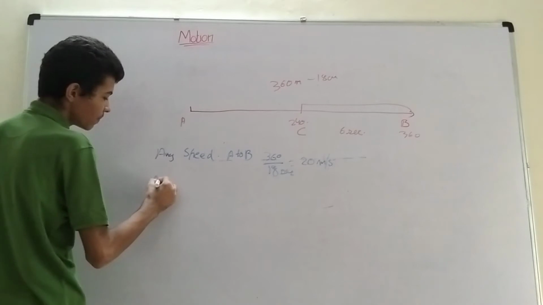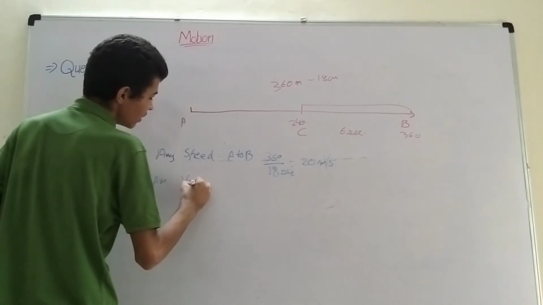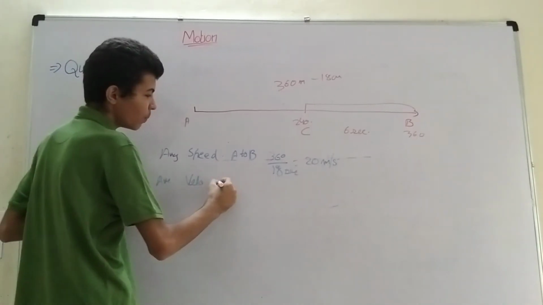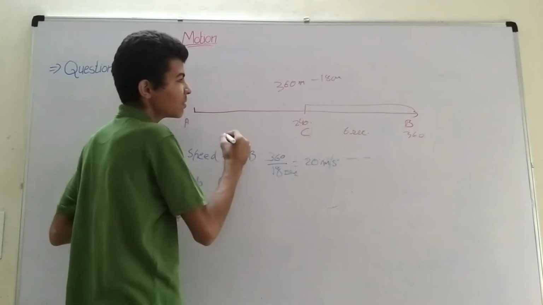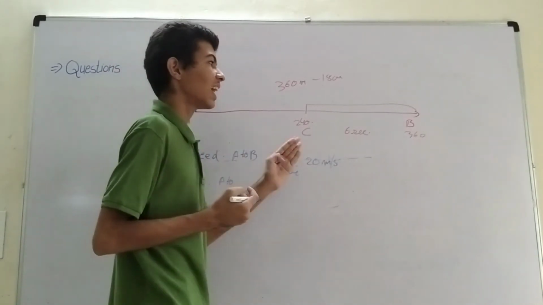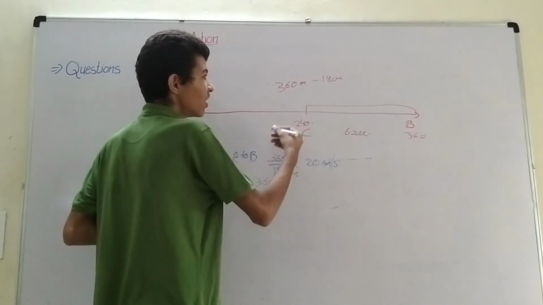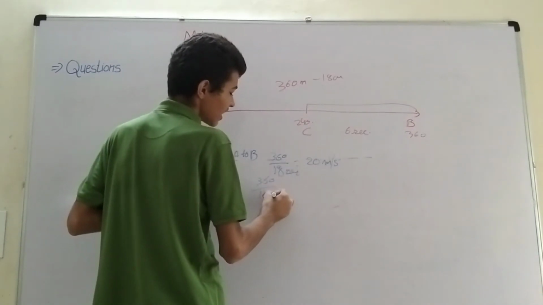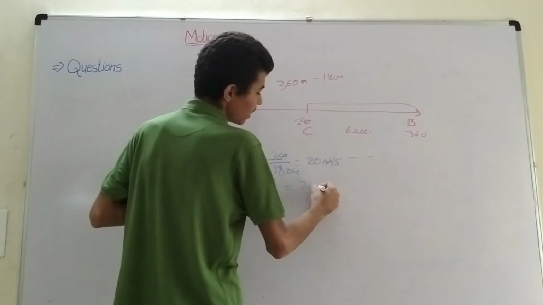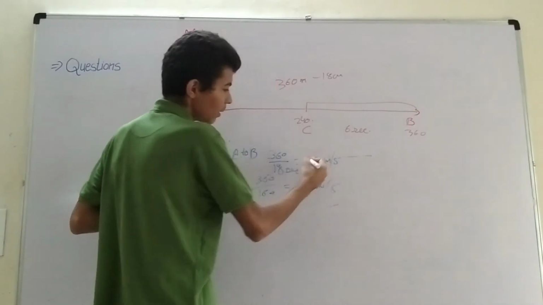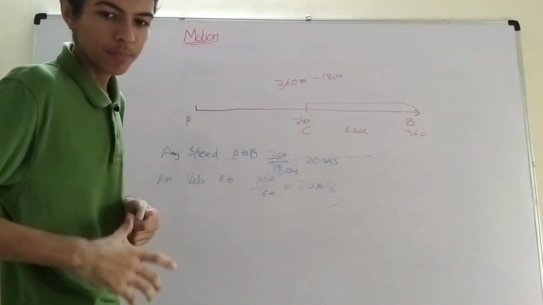Now the average velocity from A to B would be the displacement over time. Now the body is moving in a straight line, so the displacement would be 360 and the distance traveled is 360, with time taken 18 seconds. So the speed and the velocity would be equal, that is 20 meters per second and 20 meters per second.